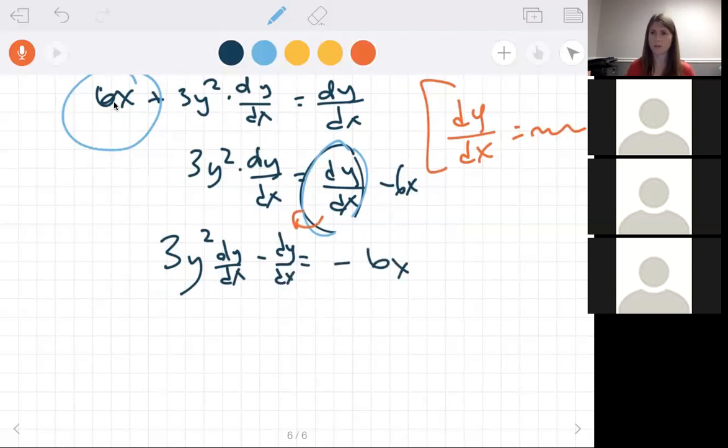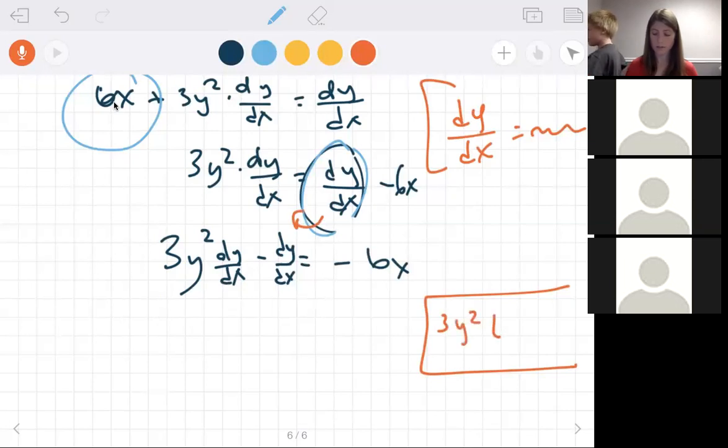Now at this point, it looks like we haven't made things much better. We've just moved things around. But what this does is allows us to factor out the dy dx. So think about, in this case, I want you to think about a side problem over here. So if you had 3y squared t minus t.